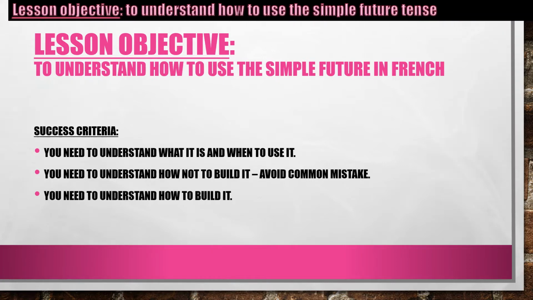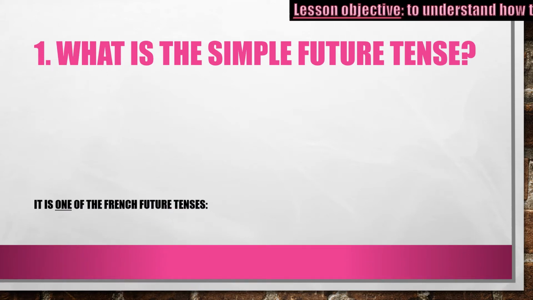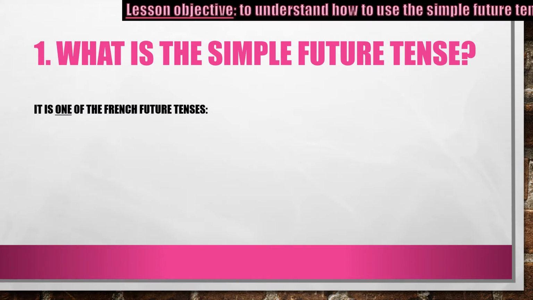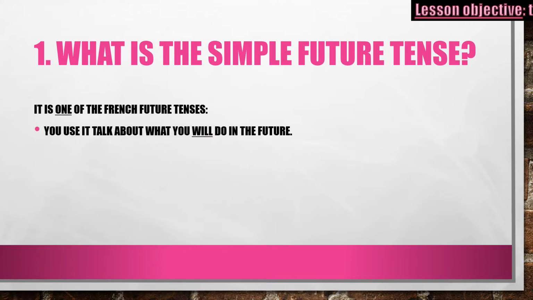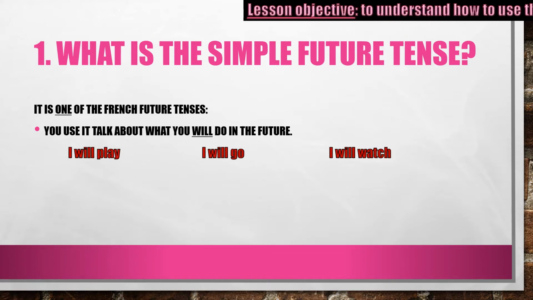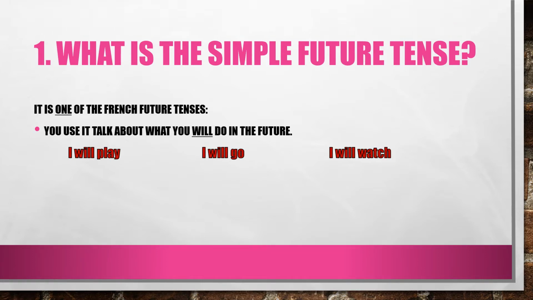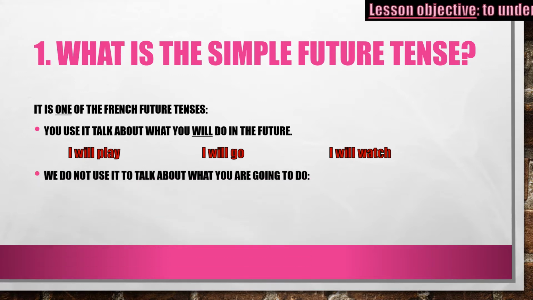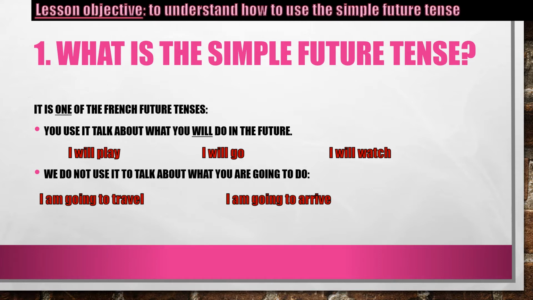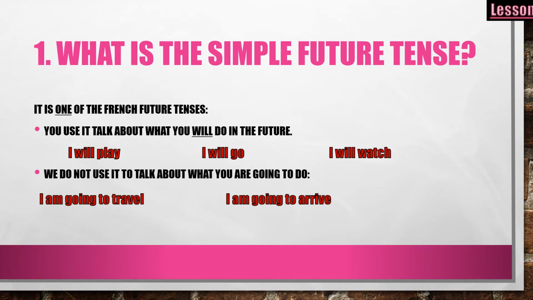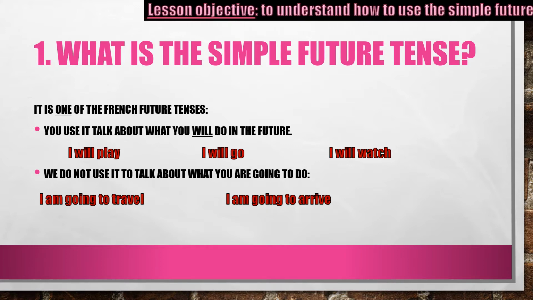First of all, we need to know what the simple future tense is. It is one of the French future tenses. You know, there are several of them, but this one is to talk about what you will do in the future. I will play, I will go, I will watch. So from the moment you see will in English, it is the simple future. What it is not is the near future that we have already seen. I'm going to travel, I'm going to arrive. You do not have the will, it is not the simple future. So just making sure we don't have a confusion there.